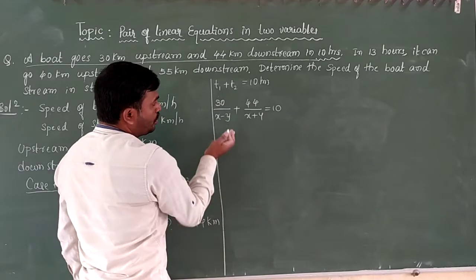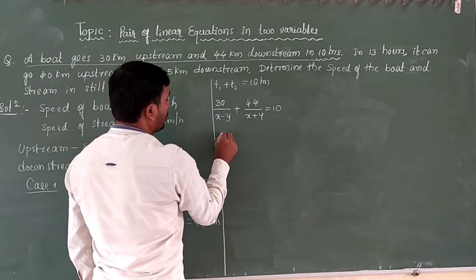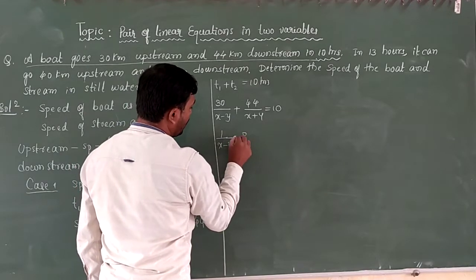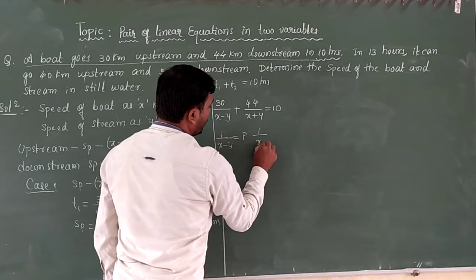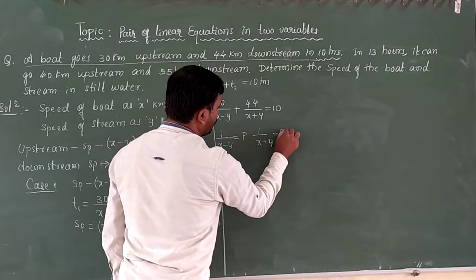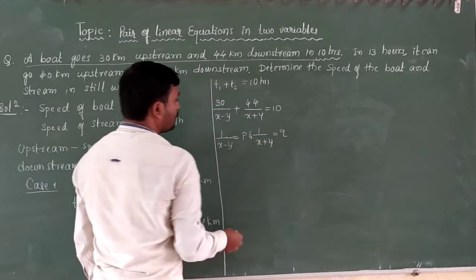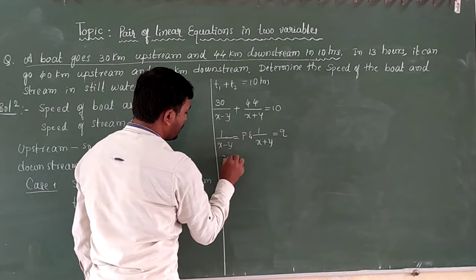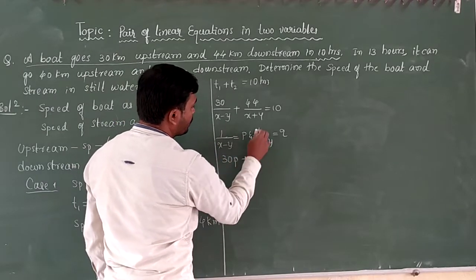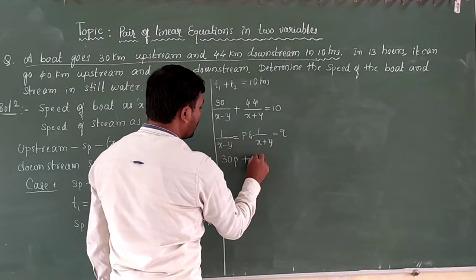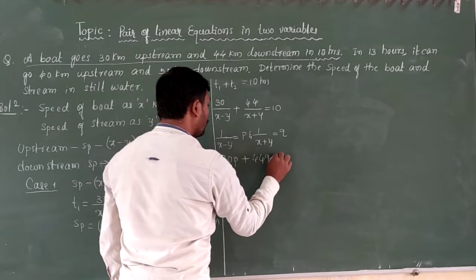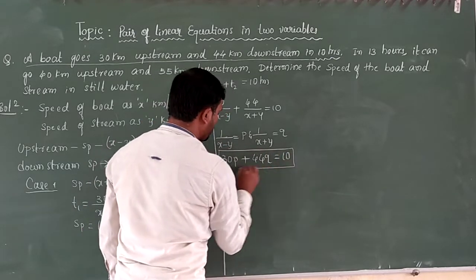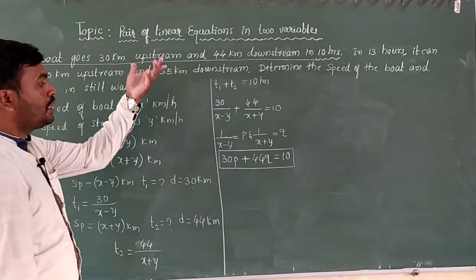So we have to reduce this to the equation of the standard form. Let 1 divided by x minus y be equal to p, and 1 divided by x plus y be equal to q. So it becomes 30p plus 44q is equal to 10. This is equation number 1 according to the statement.